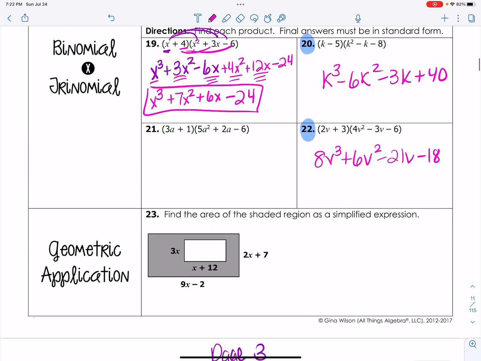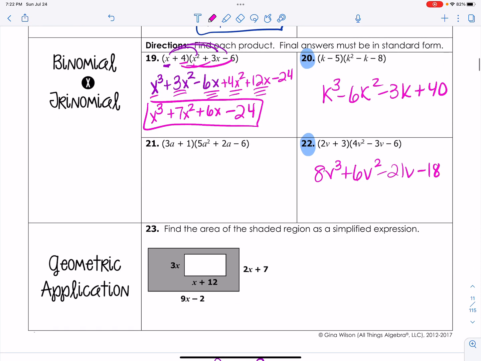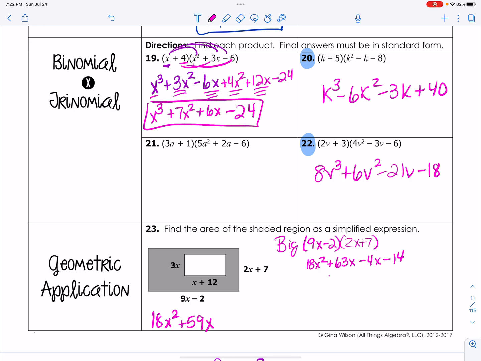Okay, so again, they have another one of these shaded regions. They love doing these. So basically, if I find the area of the big, the big is going to be 9x minus 2 times 2x plus 7. So I'm going to FOIL that, 18x squared plus 63x minus 4x minus 14. The middle goes together. Actually, I'm going to write it down over here. 18x squared plus 59x minus 14.